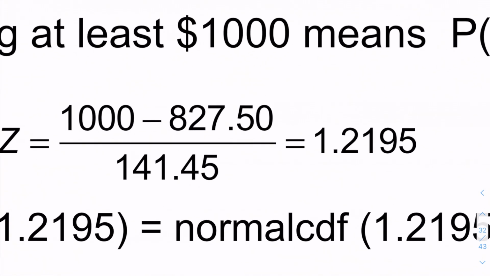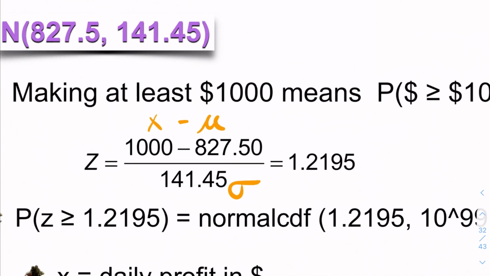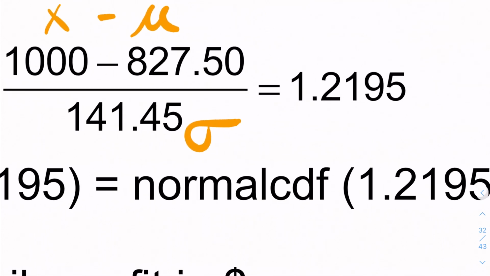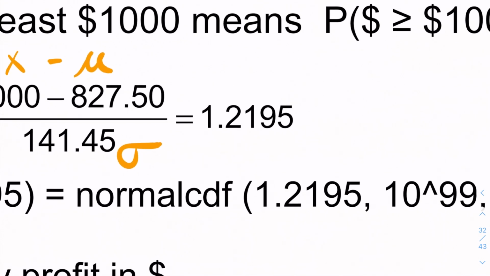Remember, z-score is what we want minus our mean over the standard deviation, or what we want minus the expected value over the standard deviation. So we get a z-score of 1.2195. And so this goes to probabilities given z-scores. What's the probability we have a z-score greater than or equal to 1.2195? Well, how do we find the area under the curve?